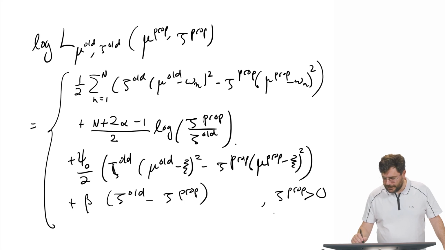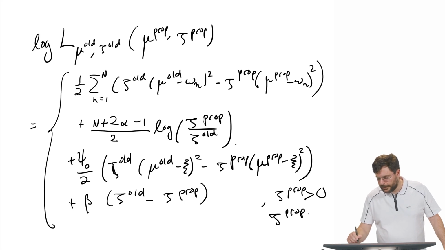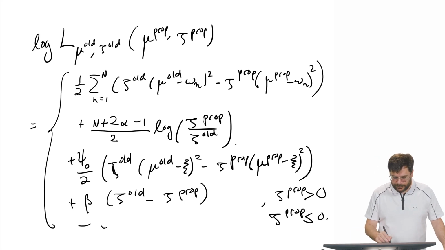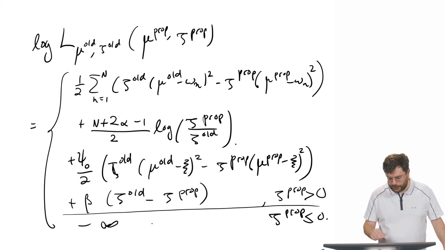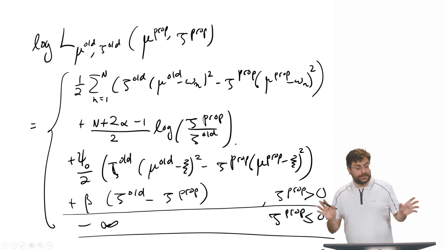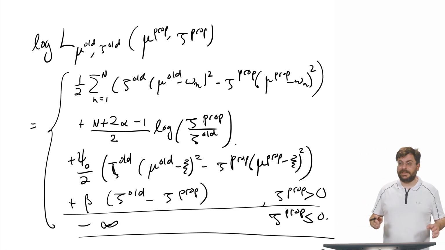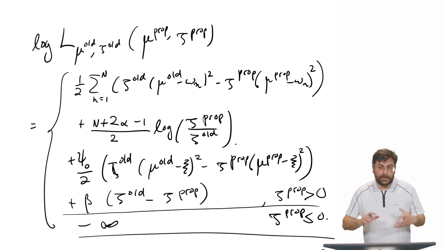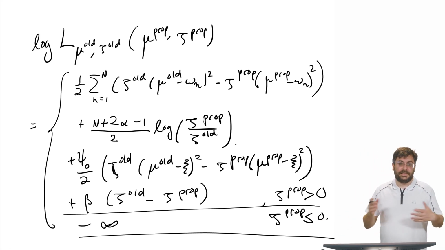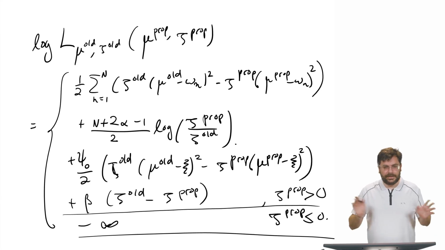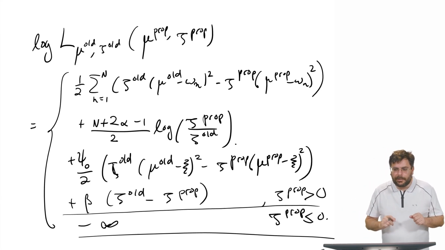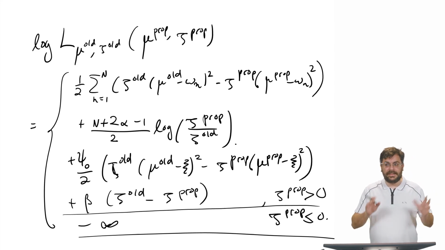And for tau proposed less than or equal to 0, I have two conditions, then the log of the acceptance ratio is going to be equal to minus infinity. Why? Well, if I propose a precision, or equivalently the inverse variance, which is negative, variance can't be negative, then the target probability is 0. Then the log of the target probability, therefore, is minus infinity.